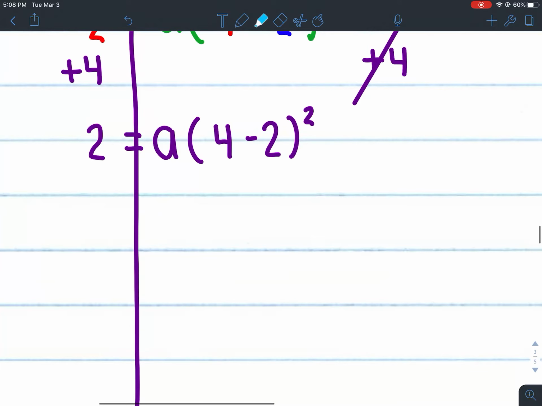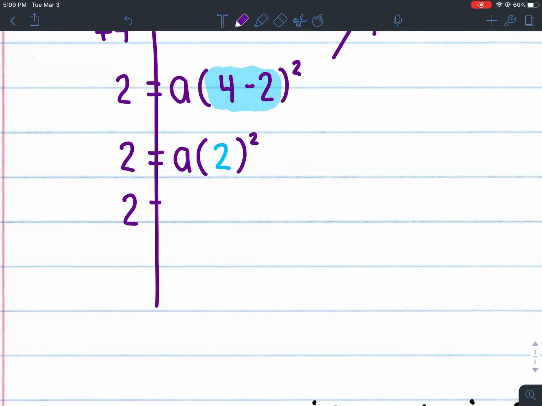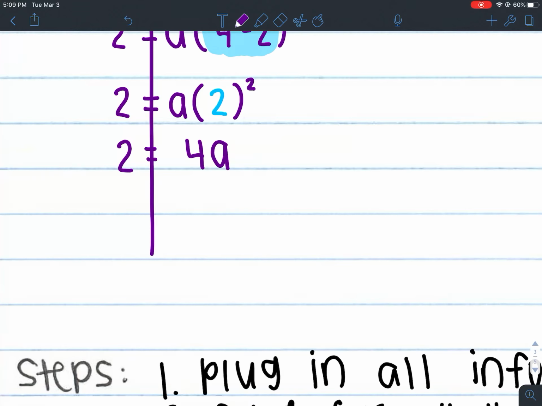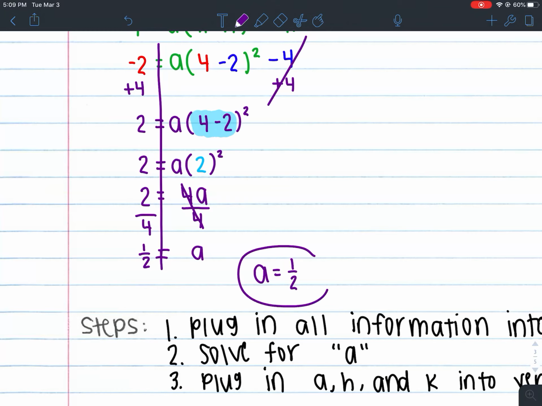Well, in my parentheses, I can simplify that. What is 4 minus 2? It's just 2. So I'm simplifying this, and I get that squared. Well, what's 2 squared? It's 4. Now, you don't want to write a4 because that looks funny, so we're going to write 4a. Now, how do I get a by itself? What's my last step? Divide both sides by 4. And I get a equals 1/2. So a equals 1/2. Is this my answer? No, but it's part of my answer, right?